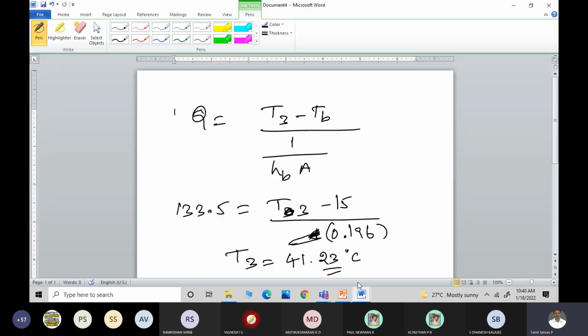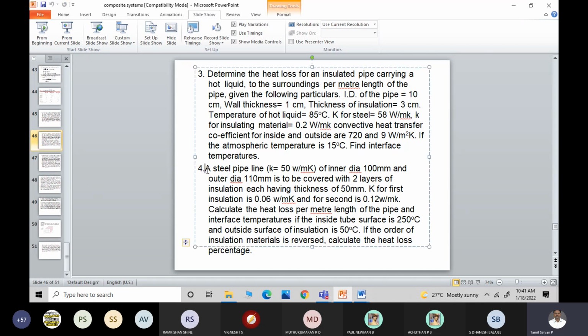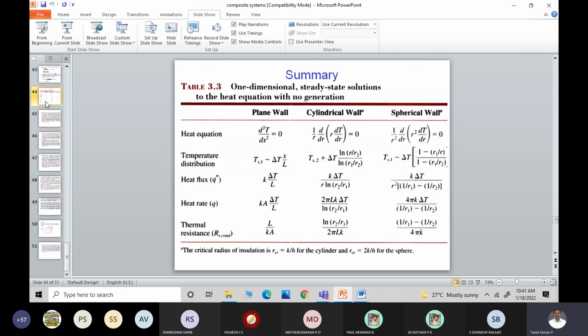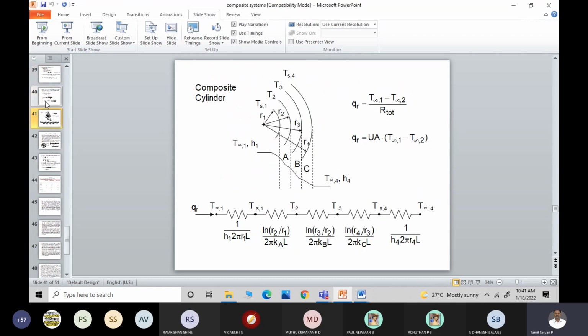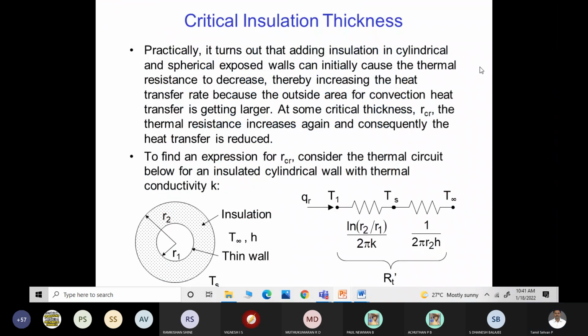There is one concept of a critical radius of insulation. Let me explain it, and then I will come to this fourth problem. This fourth problem is often asked in GATE examinations also. The reversing of insulation materials is very, very important. Even in the GATE question papers, you will see this. The fourth problem involves the critical radius of insulation concept. Is it visible? Yes, sir. Alright.